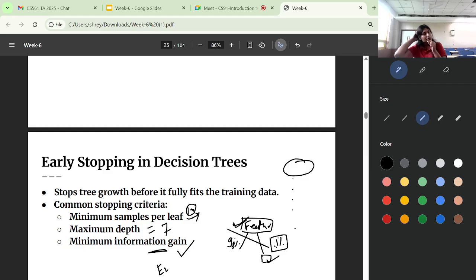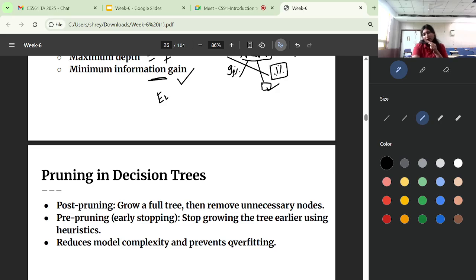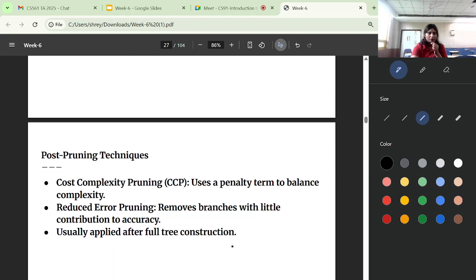These are some intelligent ways already defined in predefined libraries, that at this position we can stop increasing the depth of the tree. So this is how early stopping works. Post pruning is quite easy because you have a full grown tree and you can apply these techniques after that as well. You can simply remove unnecessary nodes where you see that the data is not being fitted. Pre pruning, we have seen these strategies.